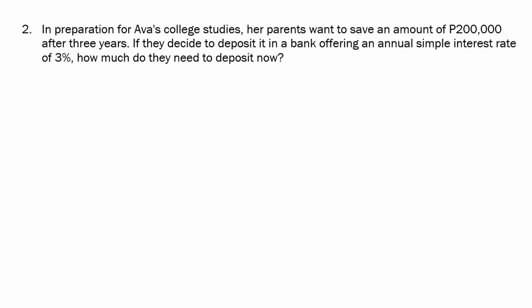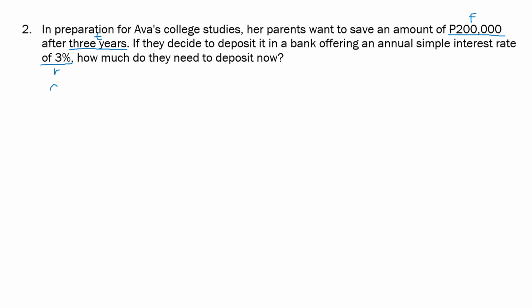In preparation for Ava's college studies, her parents want to save an amount of 200,000 pesos. Gusto sila makasave og 200,000 pesos after 3 years. So from this, ang 200,000 mao nilang gustong makuha after 3 years. Automatic, 200,000 pesos is the future value. After 3 years is our T. If they decide to deposit it in a bank offering an annual interest rate of 3%, 3% is the R or the simple interest rate, how much do they need to deposit now?